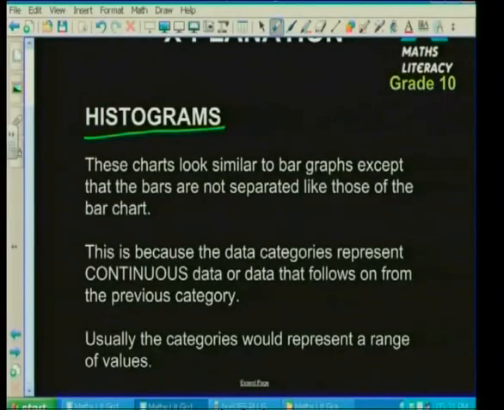Let's read on. This is because the data categories represent continuous data, or data that follows on from the previous category. Usually the categories would represent a range of values. What do I mean by that? Well, do you remember when we looked at movies? We had horror or comedy. They were 2 totally different categories. Here's another way of looking at it.